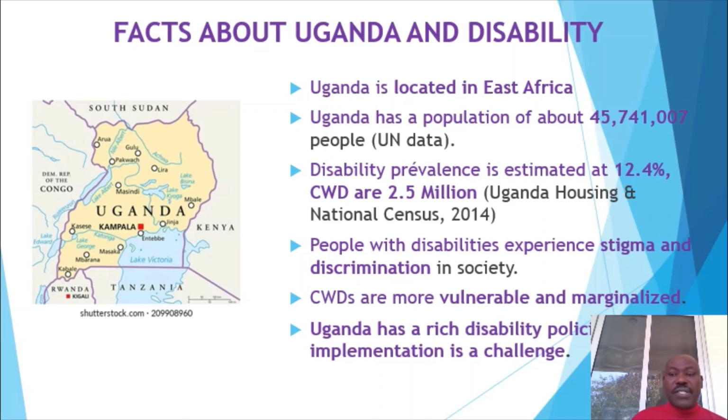People with disabilities experience a lot of stigma and discrimination in society, Uganda inclusive. Children with disability are more vulnerable and marginalized in most of our communities. It is very important to note that Uganda has rich disability policies, but implementation remains a challenge.